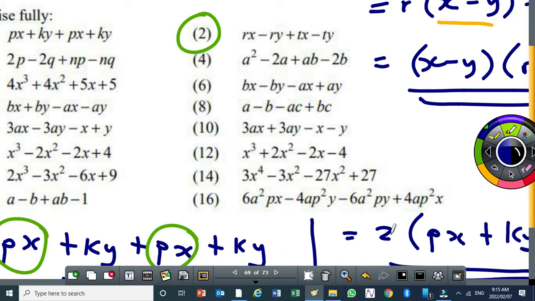Remember, you're supposed to factorize completely. You can factorize, but not completely. So here you're supposed to factorize completely, which means you might need to use more than one technique, for a complex expression like that.